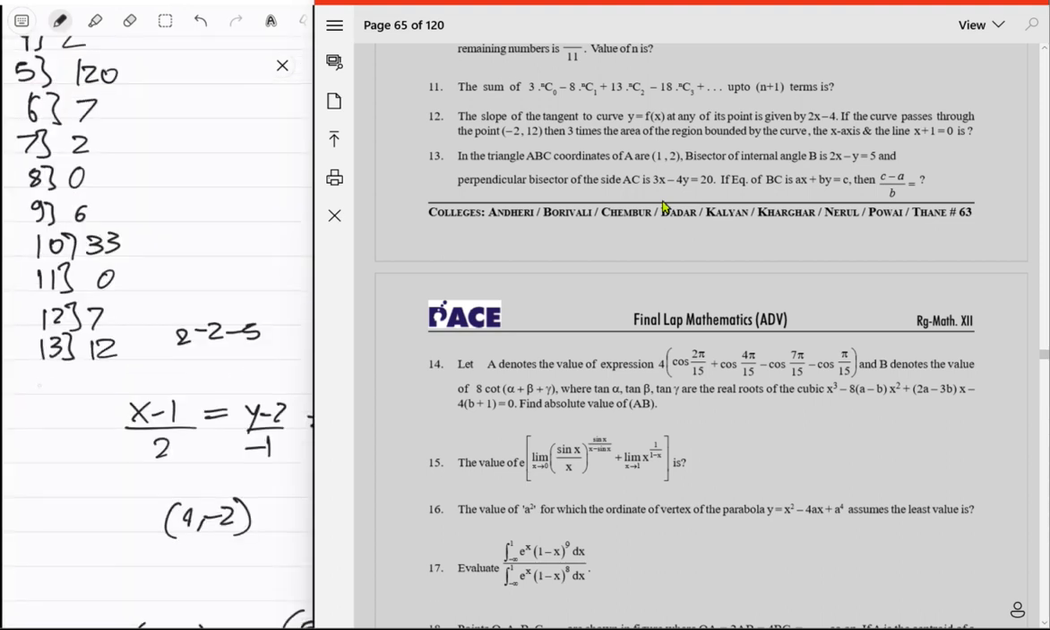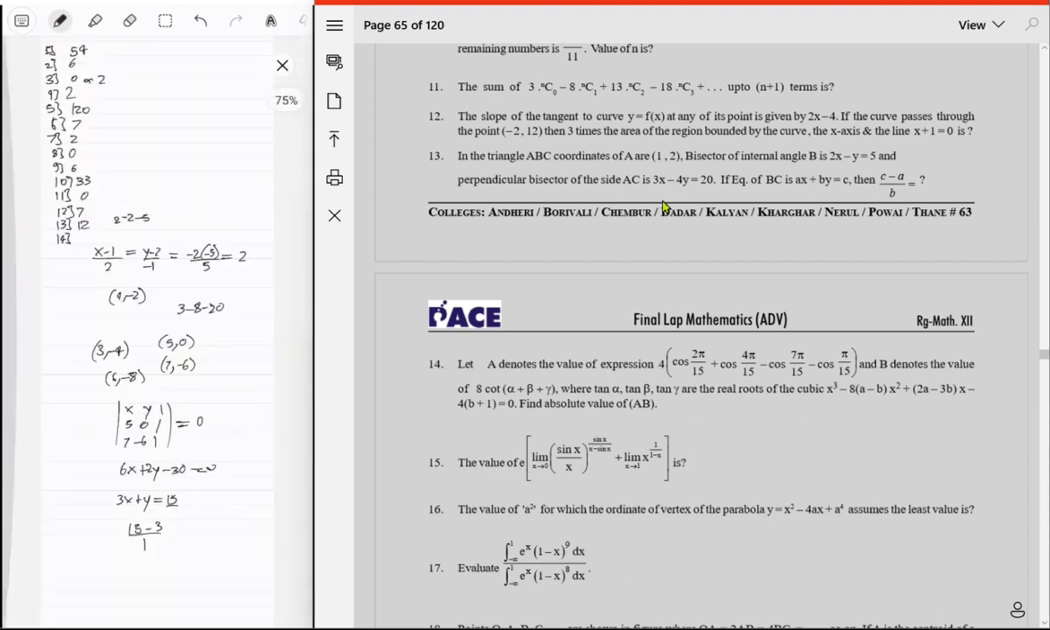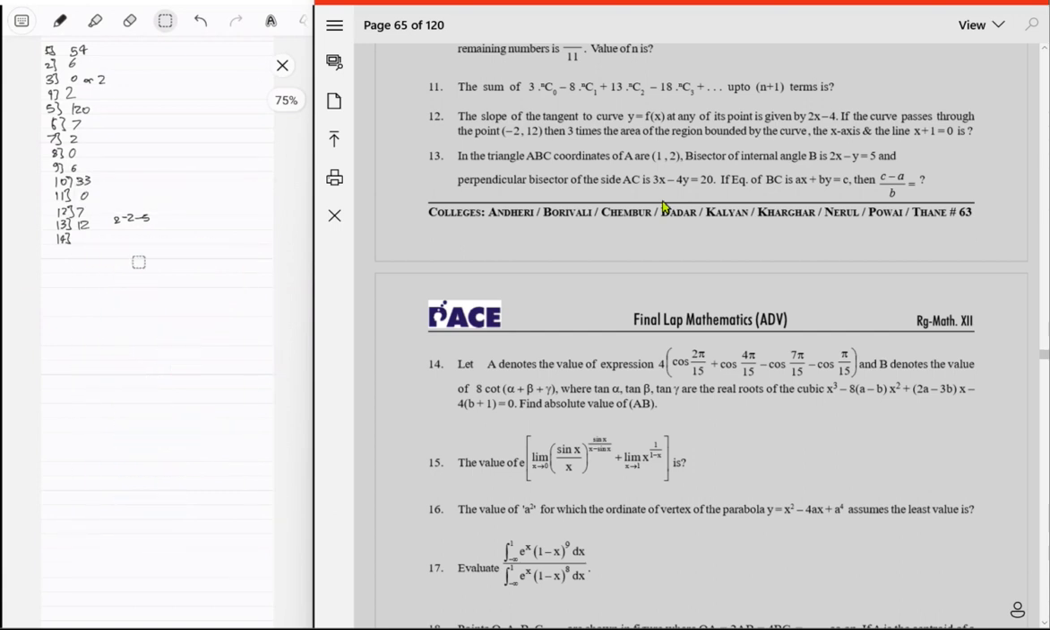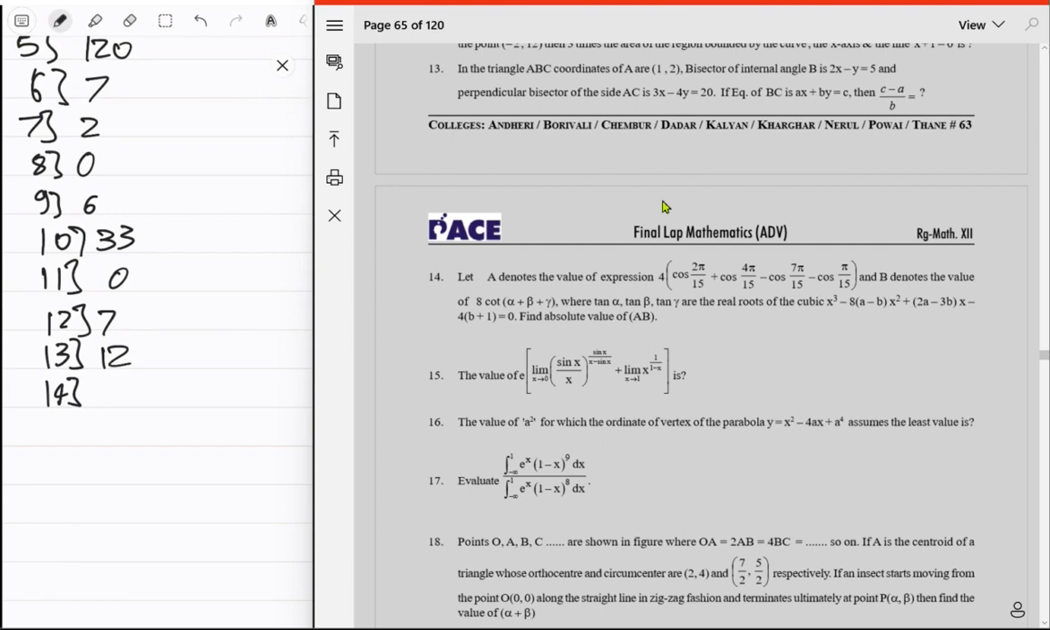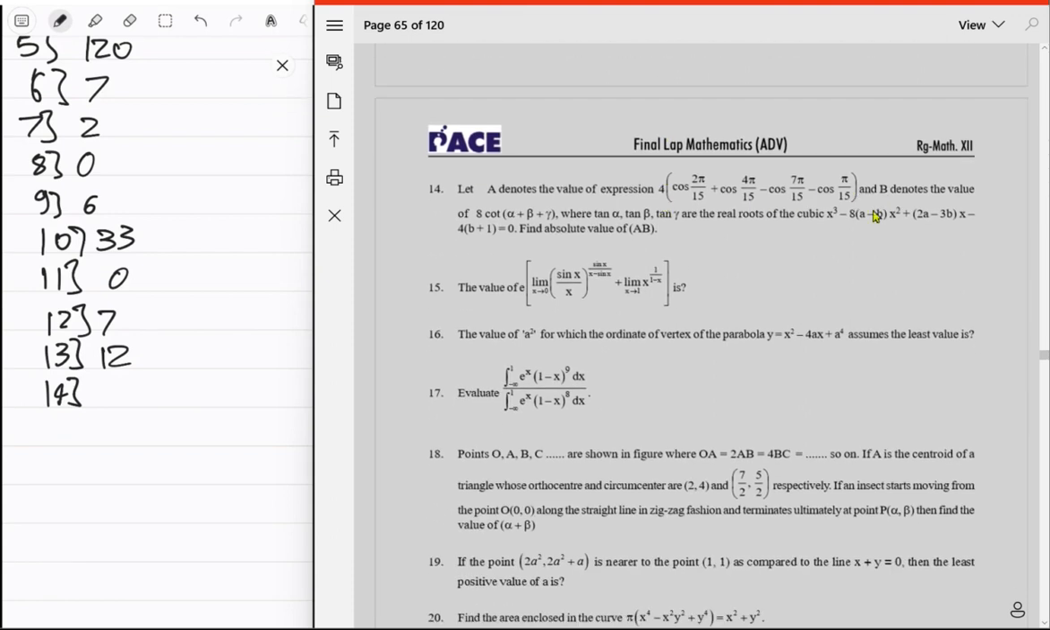Next question, 14. Is let a be, okay, a denote the value of this expression and b denote the value of this expression where tan and gamma are the real roots of this cubic. Find the absolute value of ab. The value of 8 times 8 cot of alpha plus theta of gamma. These are roots of this cubic.